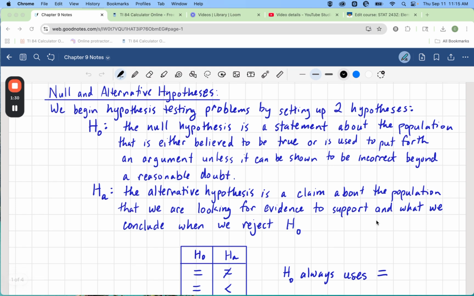So, H sub 0 is called the null hypothesis. It's a statement about the population that is either believed to be true or is used to put forth an argument, unless it can be shown to be incorrect. The alternative hypothesis, H sub A, is a claim about the population that we are looking for evidence to support, and what we conclude when we reject the null hypothesis.